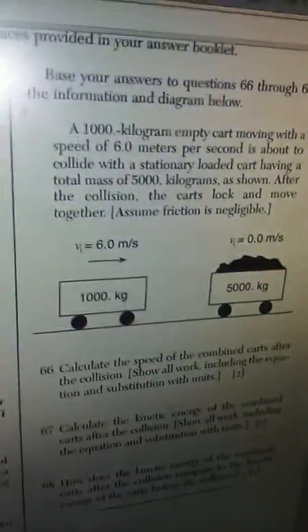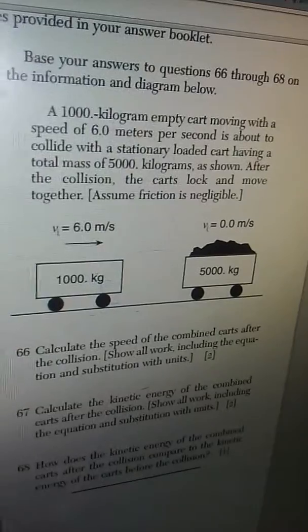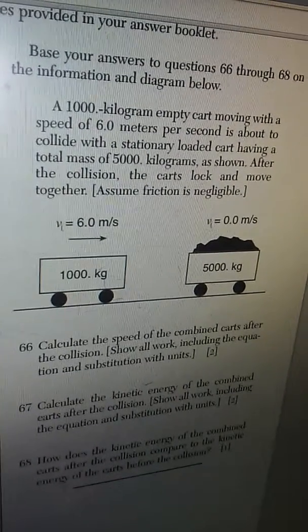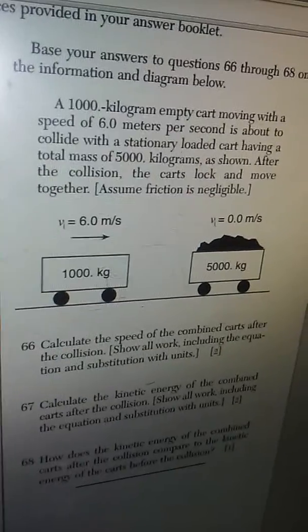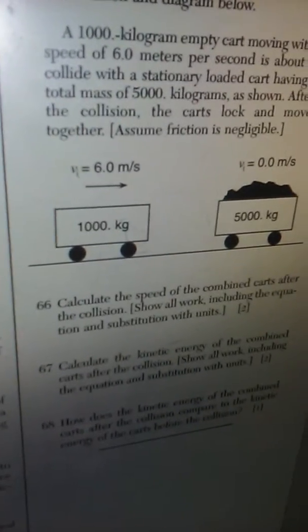A 1,000 kilogram empty cart is moving with a speed of 6 meters per second. It is about to collide with a stationary loaded cart having a total mass of 5,000 kilograms, as shown. After the collision, the carts lock and move together. Calculate the speed of the combined carts after the collision.